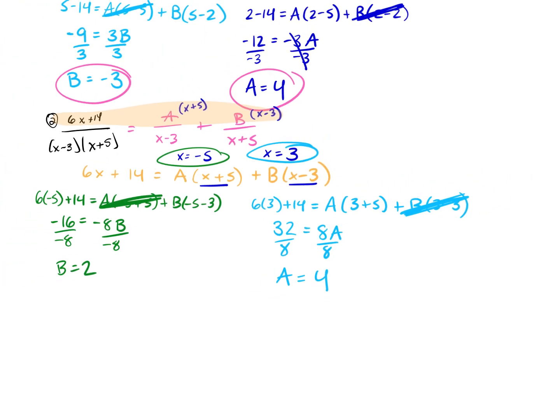Then the last step, we plug them in. So A goes into the A, so we have 4 over x minus 3. B goes into the B, so plus 2 over x plus 5.